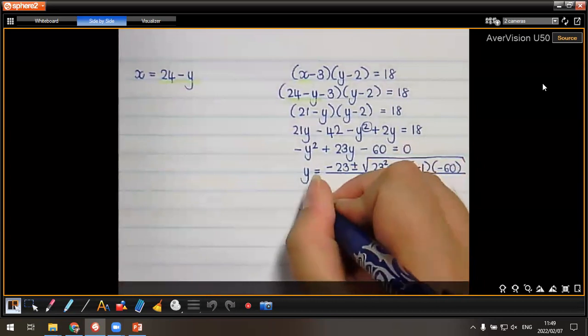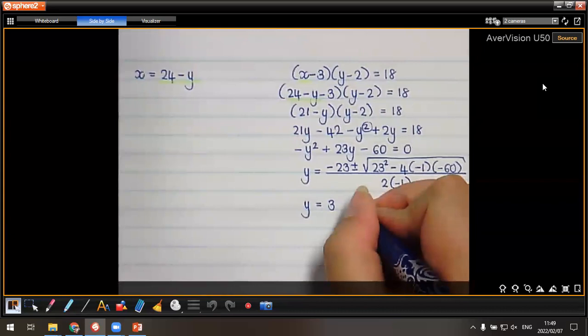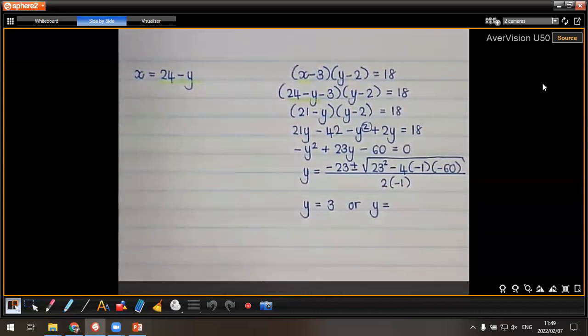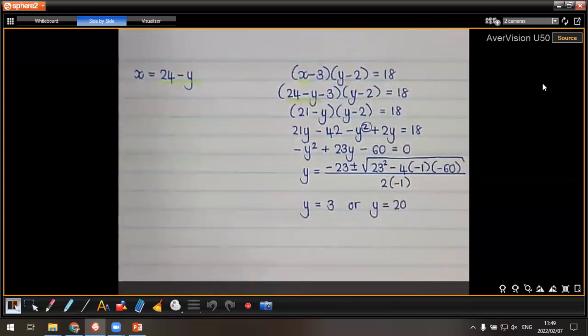Okay, so I am getting y equals 3. And I'm putting a plus there. And for my second value for y, I am getting 20. Now remember, what was y originally? Y was the width of the original carpet. Okay? So I mean, y could be 3 or y could be 20. Right? So what do we do with those two y values?